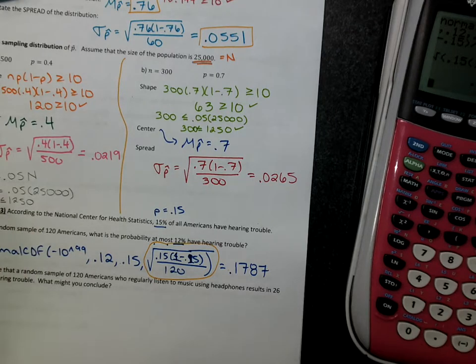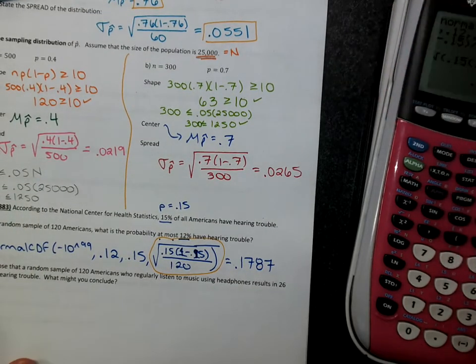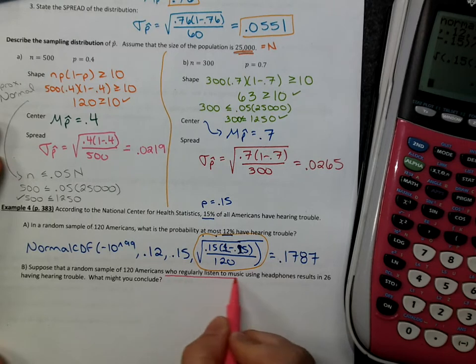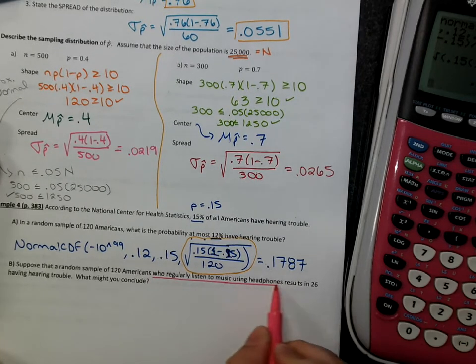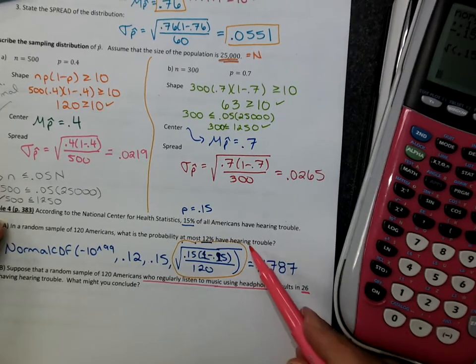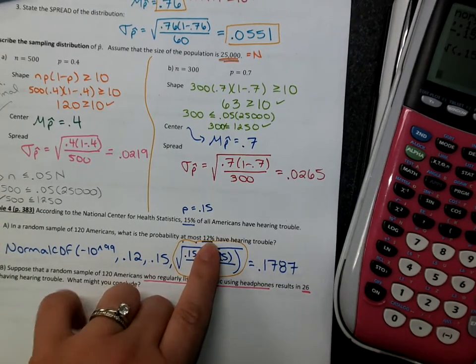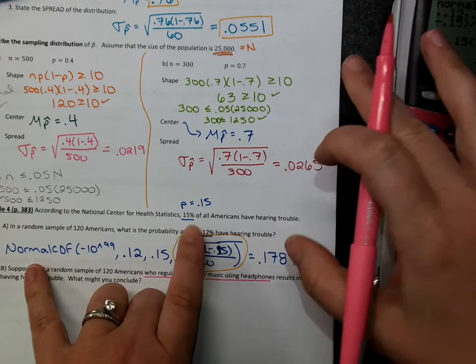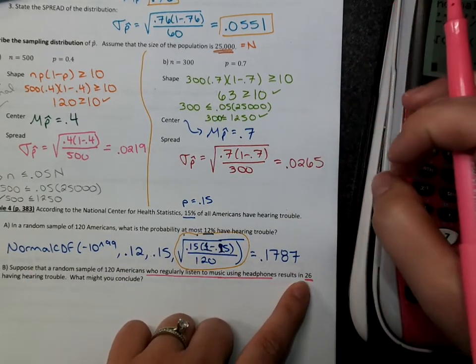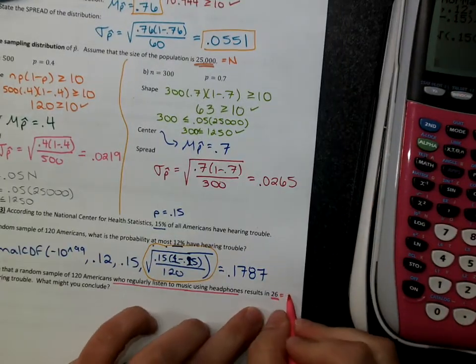All right, part B says, suppose that a random sample of 120 Americans who regularly listen to music, so it's a special type of sample, using headphones, so listening to music using headphones, results in 26 of them having hearing trouble. What might you conclude? So I want you to look at the difference between Part A and Part B. In Part A, they're giving us a percentage. Our proportion is a percentage. But in Part B, they're not giving us a percentage. They're just giving us an X value.